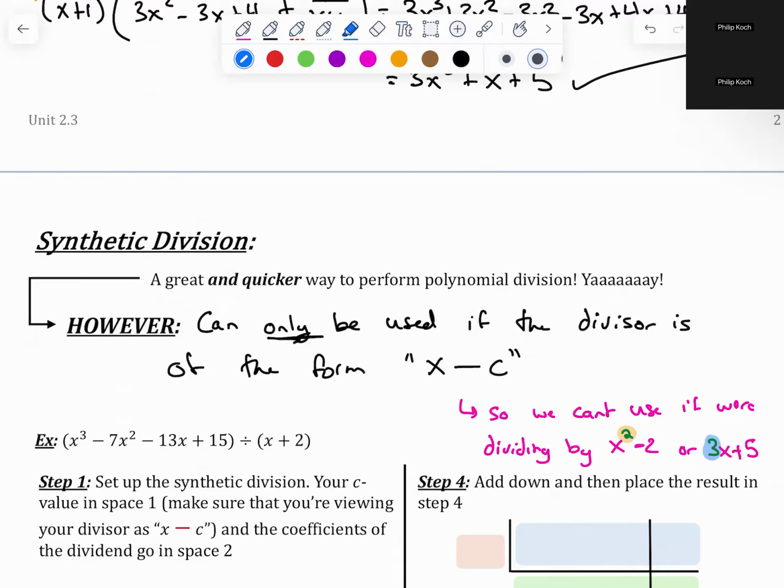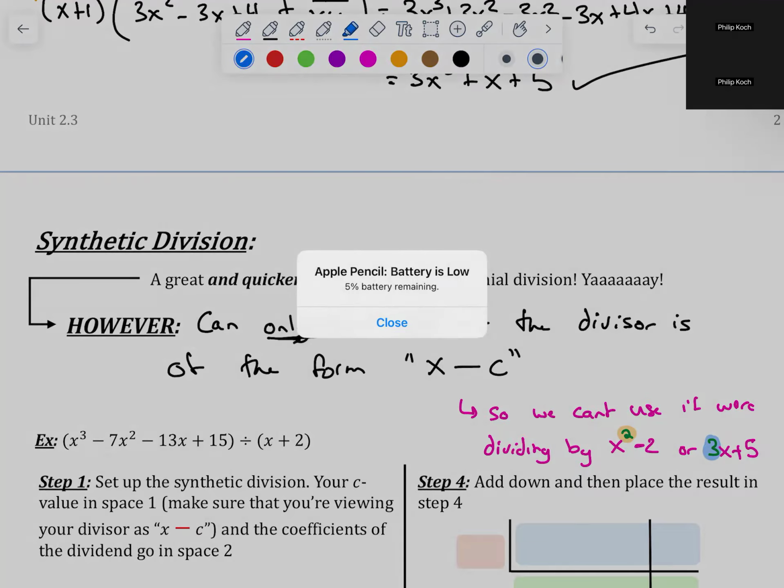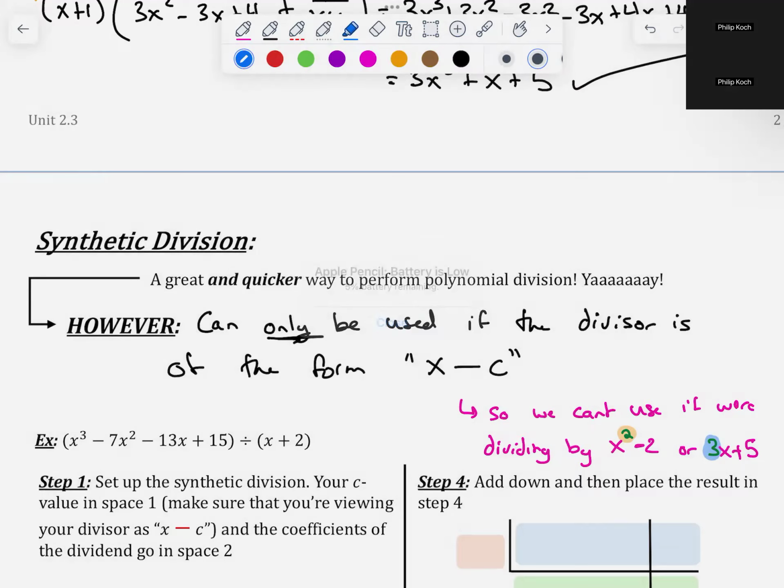So the divisor, the thing you're using to divide by, the thing on the outside of the bar, right? So in this case, the divisor, God, I know that the pen is low on battery. I keep forgetting to plug it in. Okay.